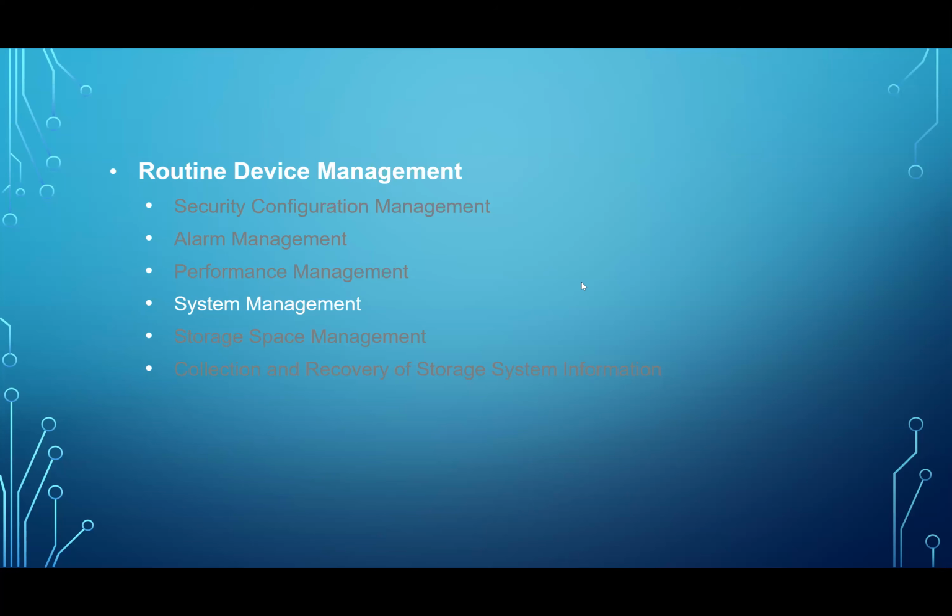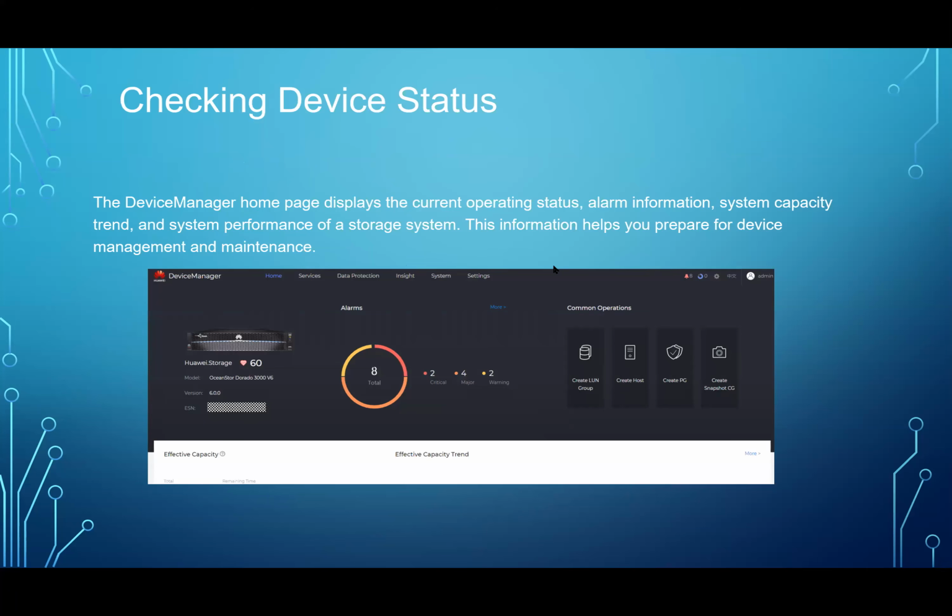It's time for system management. We will shortly start with the device manager homepage, which displays some current operating status, some alarm information, and some system capacity trends. System performance can be checked. This information mainly helps you prepare for device management and maintenance. You can see in the screenshot more or less how it looks.